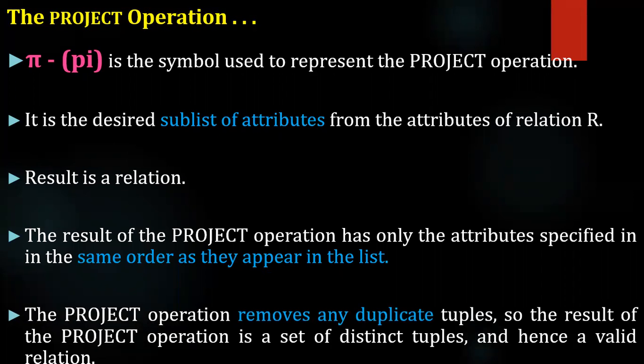After applying the project operation, in the resultant relation, the number of tuples will be the same as the original relation, that is, the cardinality of the relation remains the same, but the degree of the relation will be either less than or equal to the original relation. That is based on the number of columns you want to display. Only those many columns can be displayed. So minimum 1 column and maximum n columns can be displayed. But duplicate tuples will be removed.